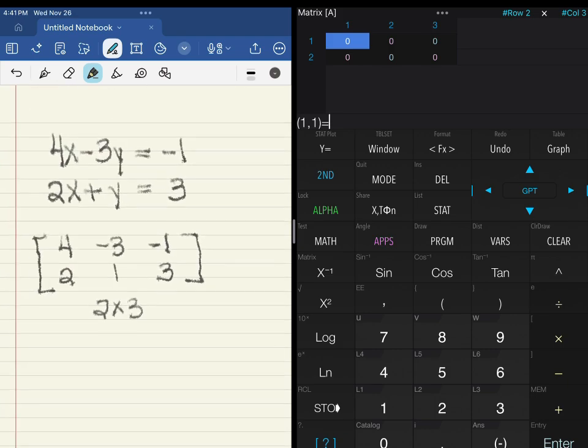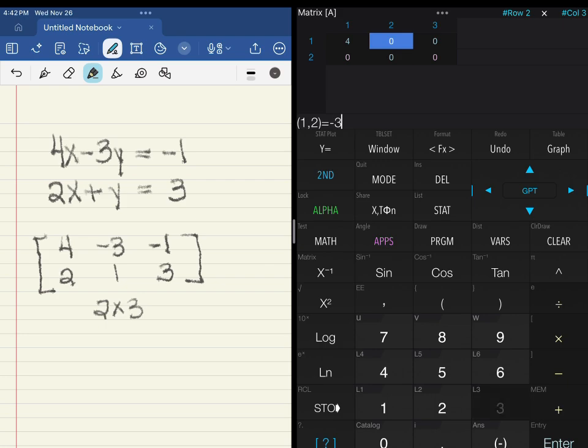So press 2, enter, 3, enter. And when you put 2 by 3, a 2 by 3 matrix will show up in your calculator. And this is where you're going to enter all your numbers. Now, just a reminder, to get here, you press second and matrix. On my calculator, it's right above the x to the -1, but it may be different on your calculator.